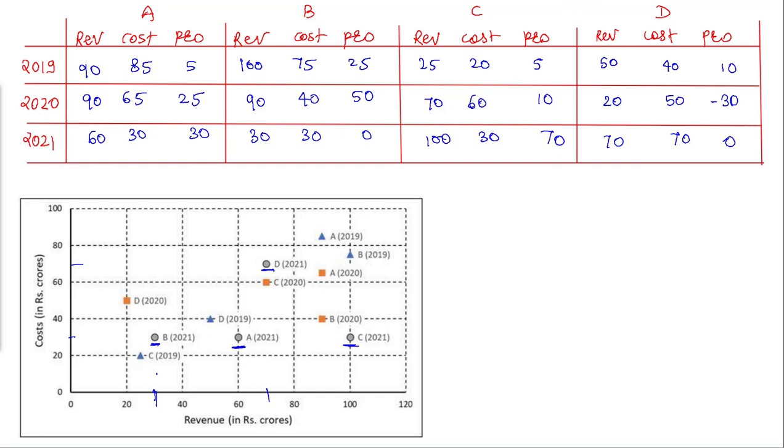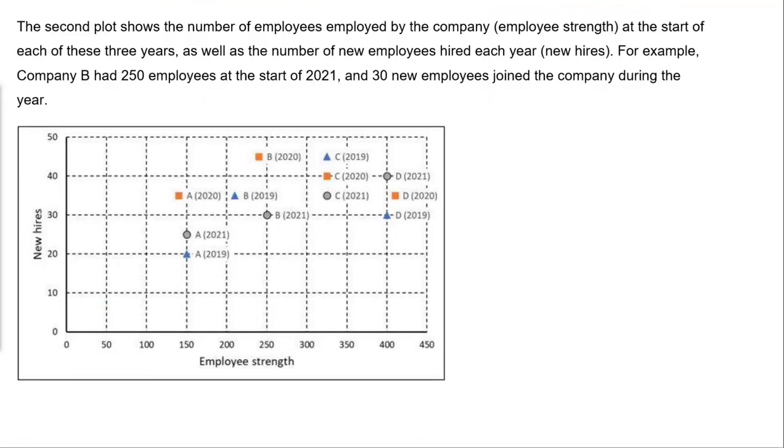So now let's have a look at the second plot over here. The second plot shows the number of employees employed by the company at the start of each of these 3 years, as well as the number of new employees hired each year. For example, company B had 250 employees at the start of 2021, and 30 employees newly joined in that year. So these 30 employees are not included in 250. So in total the number of employees working in the year 2021 becomes 250 plus 30, that is equal to 280.